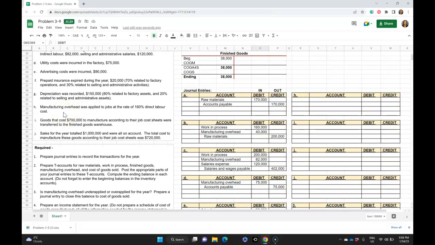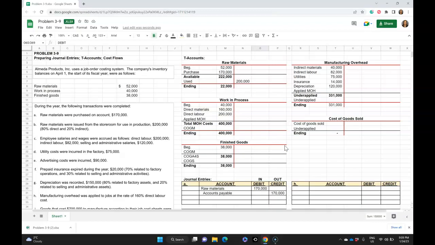In H it says manufacturing overhead was applied to jobs at the rate of 160% direct labor cost. So what I need to do is actually take an amount out of the manufacturing overhead account and then put it into the work in process account, because the work in process is made up of my direct materials, direct labor, and applied overhead. So it's always those three costs make up the cost of your job.